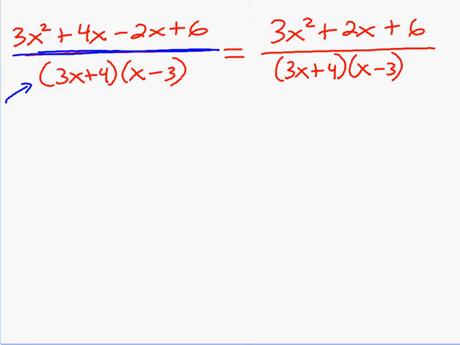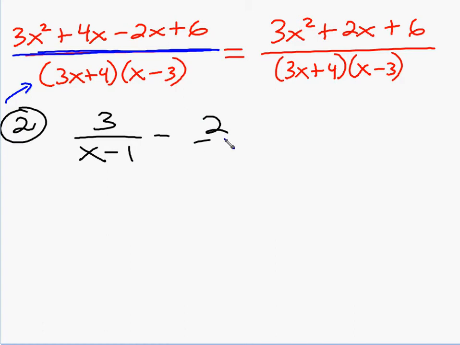Okay, let's do another problem. Three over x minus 1 minus 2 over x plus x plus 3 over x squared minus 1. This problem is a little bit more hairy, but it's not that bad once you see what to do. Now what we've got is we've got several factors here. We've got 3 fractions, all right?